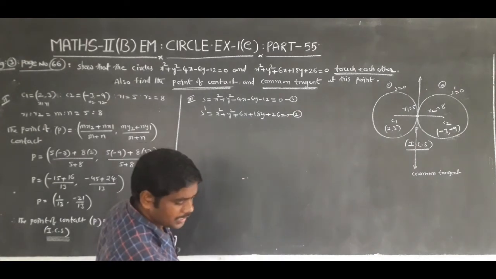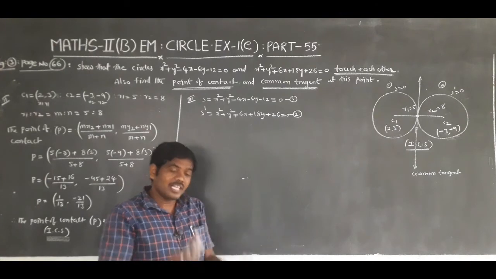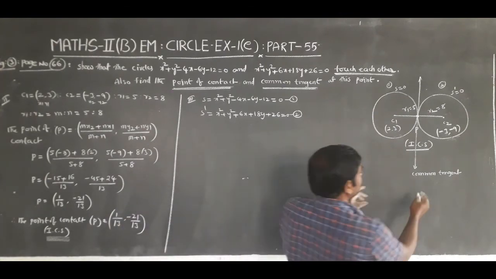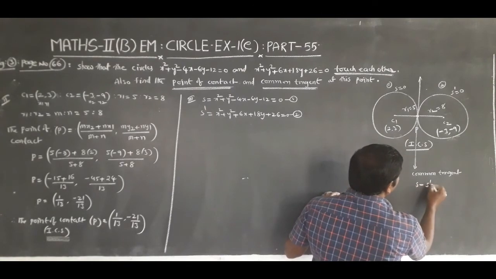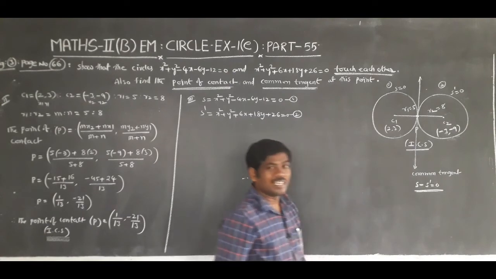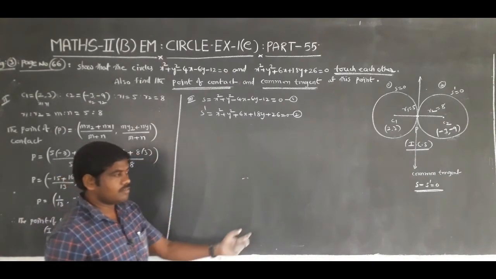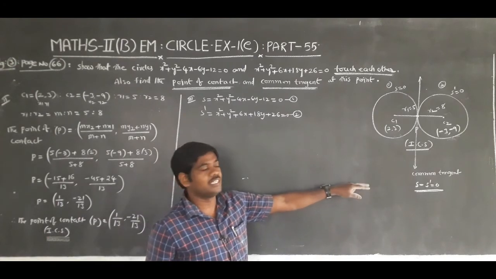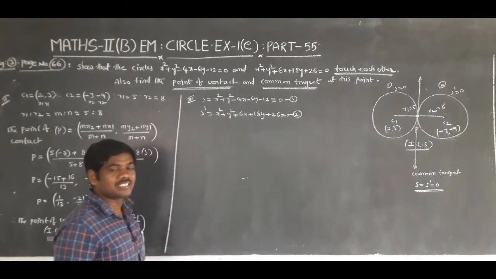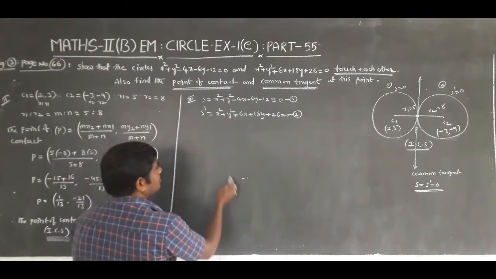If two circles touch each other internally or externally, the equation of the common tangent is S minus S dash is equal to 0. The equation of the common tangent to the circles S is equal to 0 and S dash is equal to 0 is S minus S dash is equal to 0.